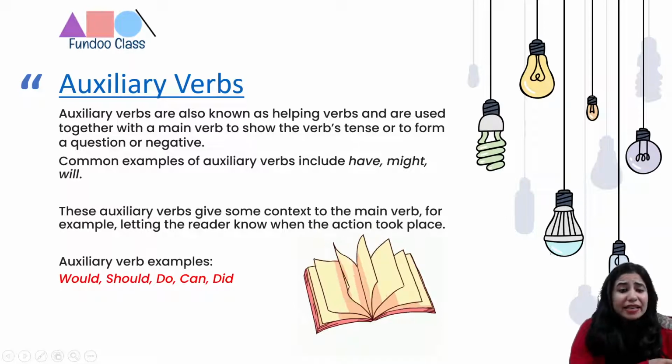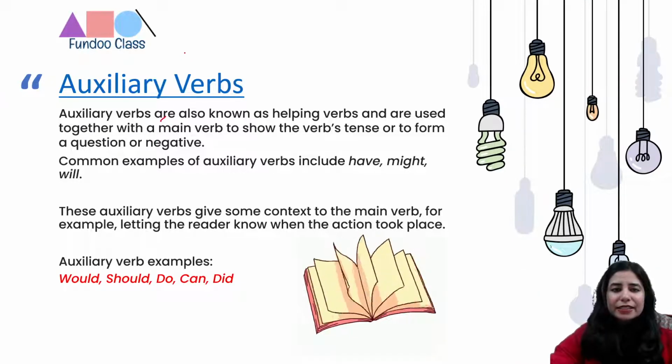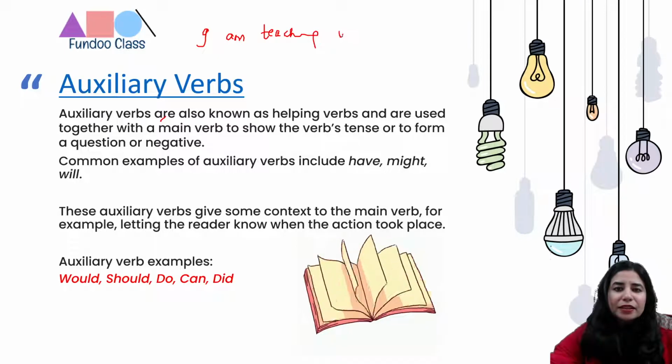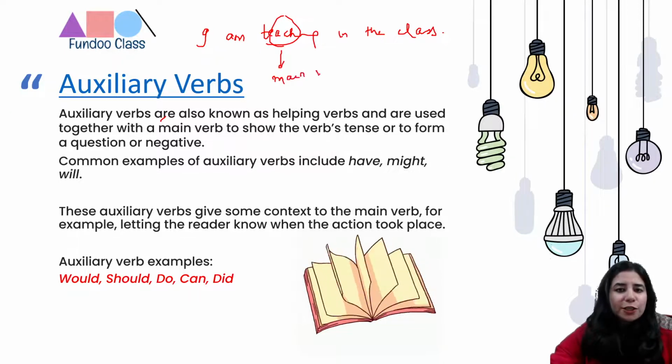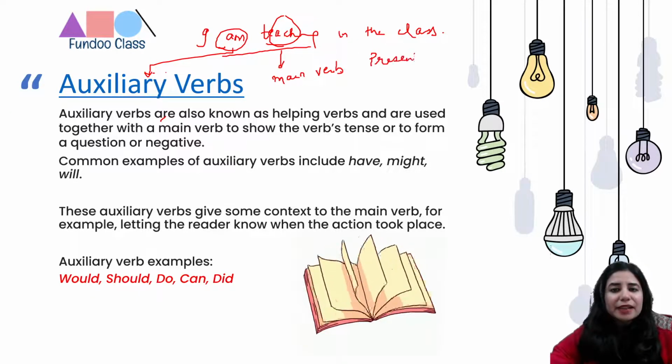Say for instance, I say that I am teaching in the class. Let me write the statement for you to help you understand what we mean by auxiliary verbs. I am teaching in the class. Are you able to see the sentence? In this case, teaching is the main verb, right? So what is the action that's happening? That is teaching. Am we are going to call an auxiliary verb, right? With the help of am, we are able to understand that this is happening in present continuous tense.